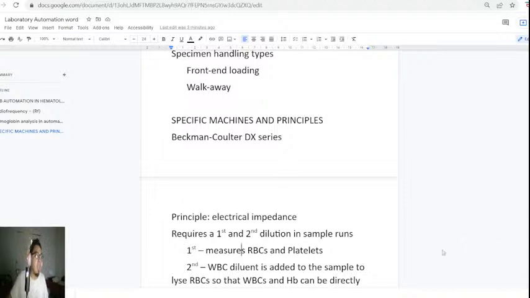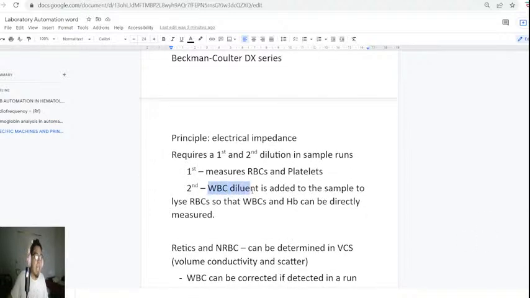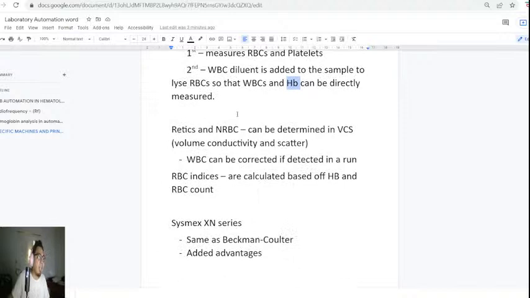Okay? The second run is where the WBC diluting fluid is added. Now this one will lyse RBC so that hemoglobin can be directly measured as well as the WBCs. Okay? So, bakit kailangan bigyan ng WBC diluting fluid? Because we want to measure the WBCs solely. Alright? And that's why it has two sample runs. A first one, an undiluted, filtered run. The second one is the diluted run with the WBC diluting fluid so that the machine can measure the WBCs and hemoglobin directly.